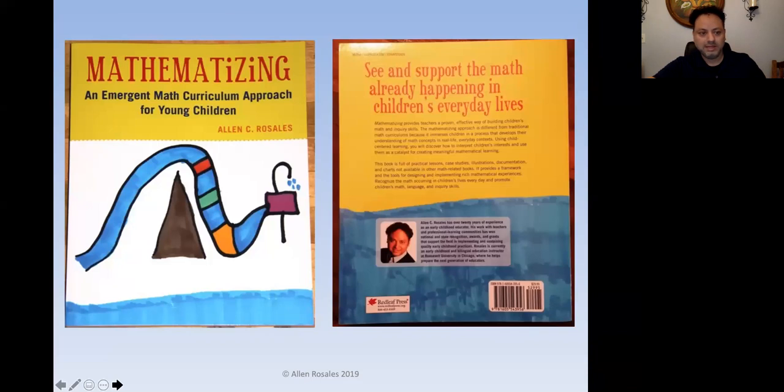Here's my book, Mathematizing: An Emergent Math Curriculum Approach for Young Children. I am an emergent curriculum practitioner, as a lot of us are. And this book just demonstrates how an approach can be used to build teachers' creativity, thoughts and practice. So it's not a pre-described curriculum, but it gives an approach, right? So that teachers can incorporate math in anything that they see and everywhere that they're with children in the classroom.